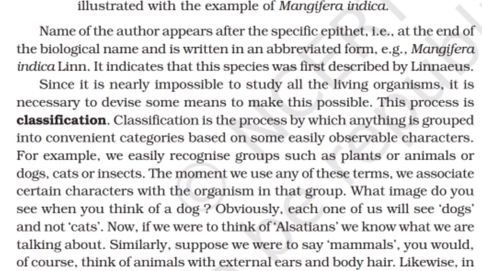Since it is nearly impossible to study all the living organisms, it is necessary to devise some means to make this possible. This process is classification. Classification is the process by which anything is grouped into convenient categories based on some easily observable characteristics. For example, we easily recognize groups such as plants or animals, or dogs, cats or insects. The moment we use any of these terms, we associate certain characters with the organisms in that group.